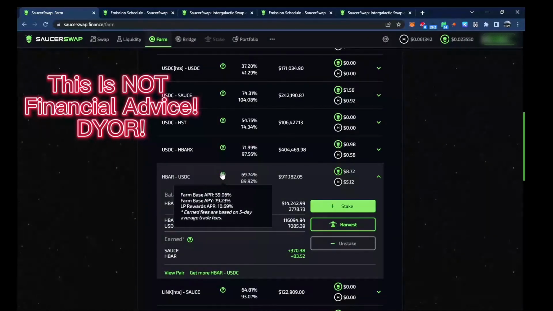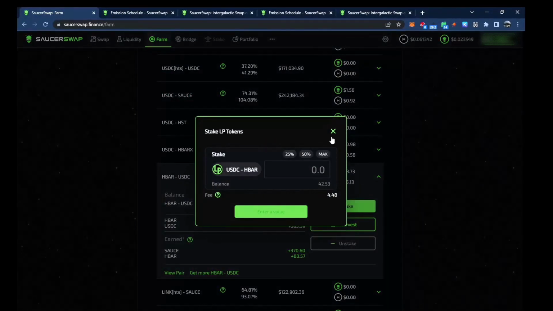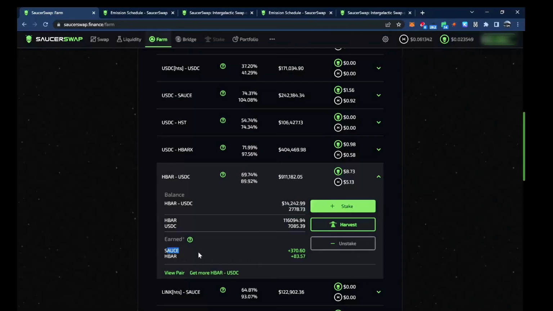So it's the LP rewards APR, the farm base APR, and the farm base APY, which is just under 80% over the year. You can see here they're estimated averages over a 5-day period. You just don't see these types of numbers from a bank. Also, this here is the rewards I've earned so far from when I last withdrew, which was earlier today, mid-morning, I believe.